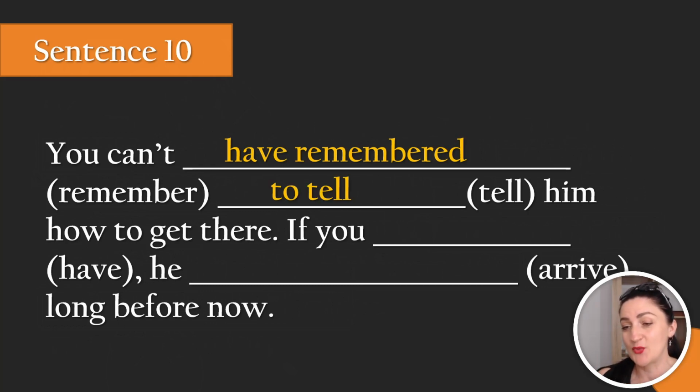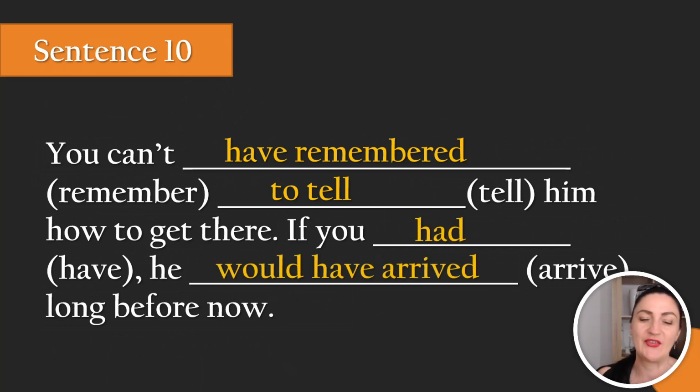In the next sentence, which is clearly third conditional sentence, the verb remember is omitted because it is clear from the context that the main verb already is used in the previous sentence. So we just need to put verb have in the simple past. And of course, in the main clause, we need to have would, which will be followed by bare perfect infinitive. You can't have remembered, that's impossible, to tell him how to get there. If you had, he would have arrived long before now, but he didn't arrive, okay?